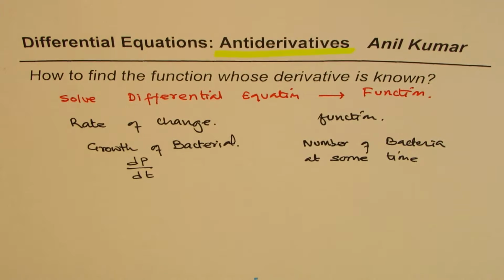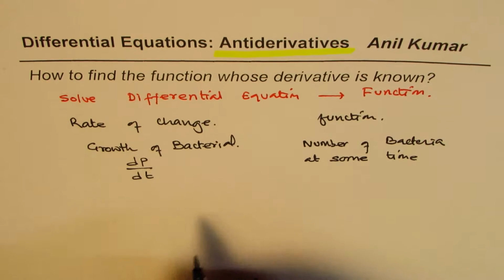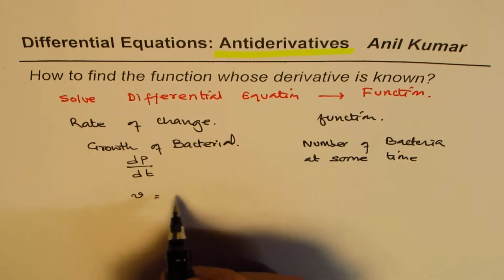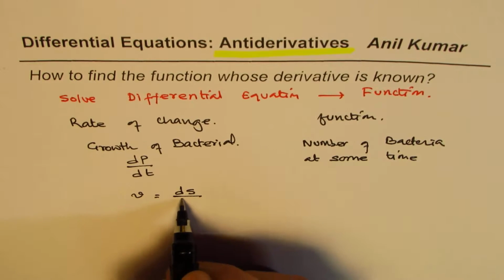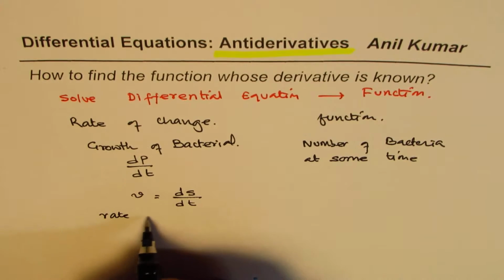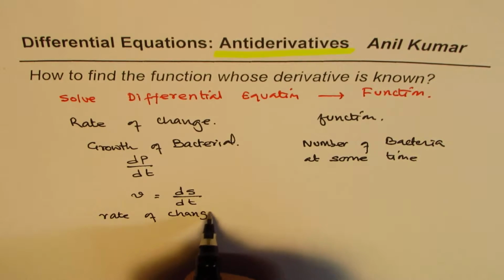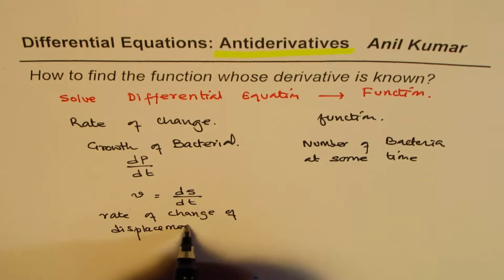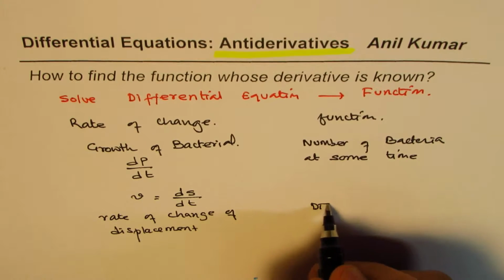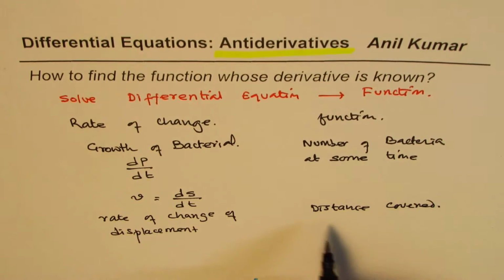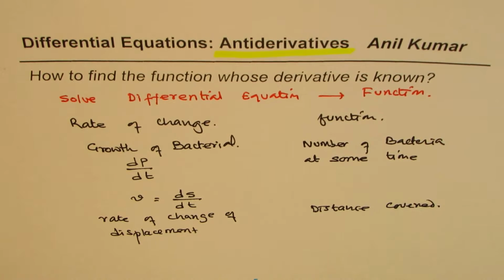At times, you'll also see that in a car you're going, and let's say you can read your speed. So we know the speed, that is velocity, which is actually the rate of change of displacement, right? So we know the rate of change of displacement. But we want to know how much distance we are going to cover, let's say in an hour.